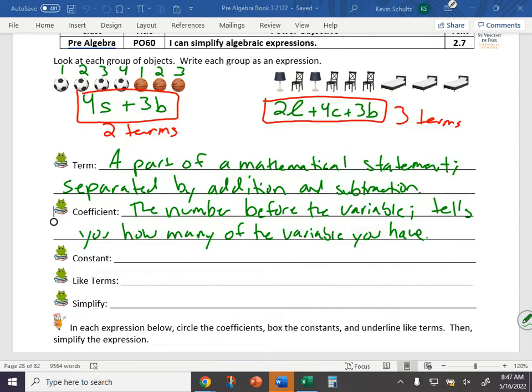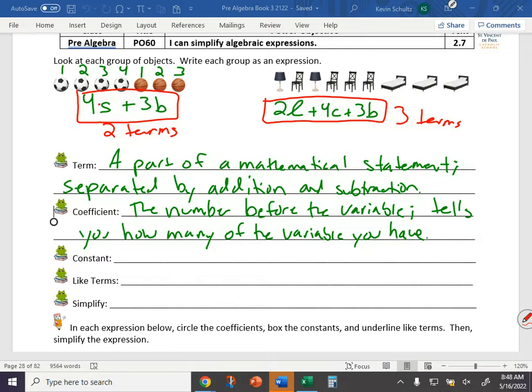So the number before the variable tells you how many of the variable you have. And of course, what operation is happening between the coefficient and the variable? 4s plus 3b. What operation is between the 4 and the s and the 3 and the b? Multiplication, right? So we don't write it. It's kind of one of those things that we just understand, okay?